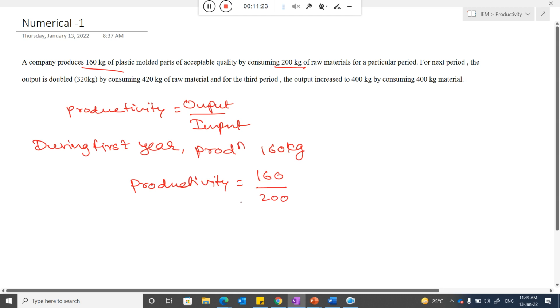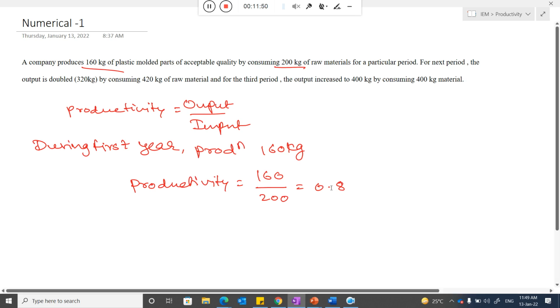Is there any doubt, class? No. Okay, so I think it's 0.8. The productivity of the plant is 80%, you can say. Personally I am not suggesting you write it in percentage. 0.8, the productivity is 0.8. Why? I will tell you.